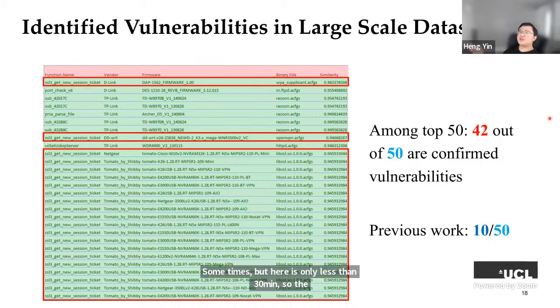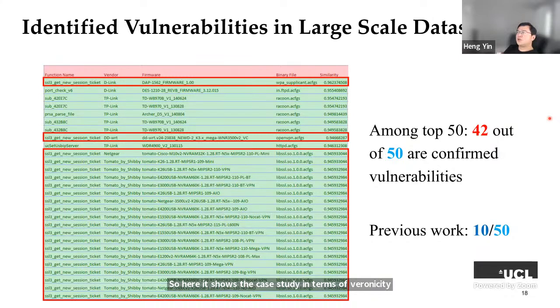Here is a case study in terms of vulnerability search. We can conduct the same kind of experiments for searching a few vulnerabilities in firmware images, with the same experiment for Genius and Gemini, and after retraining the recall is much better. As you can see, 42 out of the top 50 functions are confirmed vulnerabilities, versus previous work like Genius, only 10 out of 50.